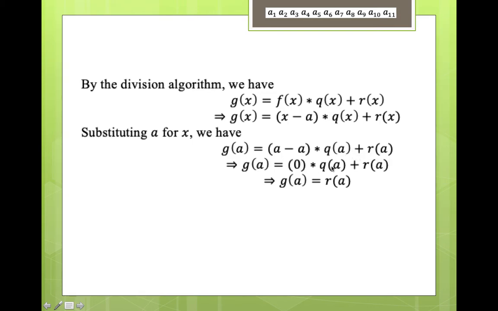Okay, now 0 times q of a is going to end up canceling out, because anything times 0 is 0. And so we have that g of a is equal to the remainder. So this just validates that if the factor is x minus a, when you plug that a value, which was the 0, into your original g function, that should yield the remainder that you get. Okay, so that was taking a look at both of those steps, and that is it.